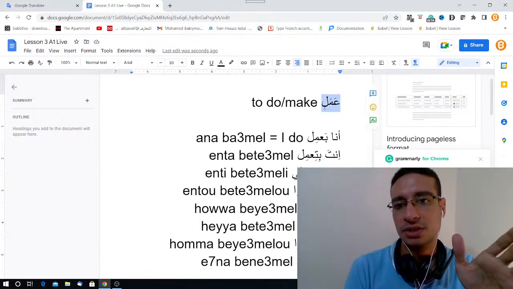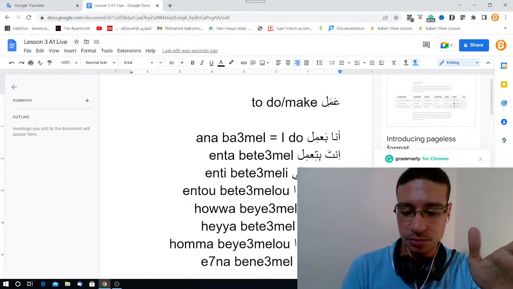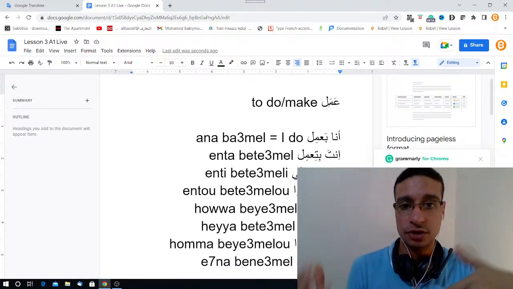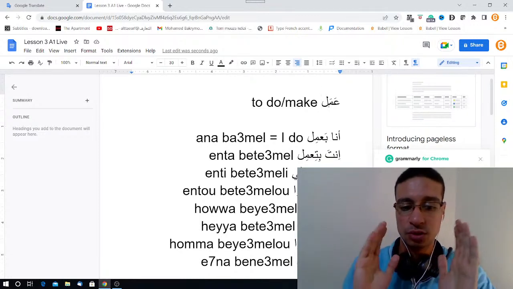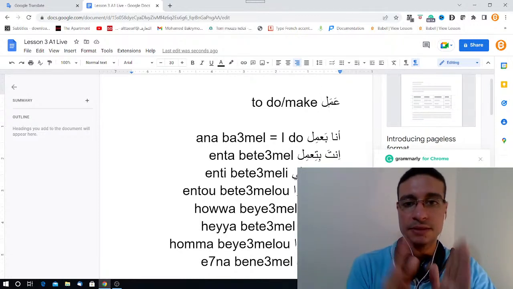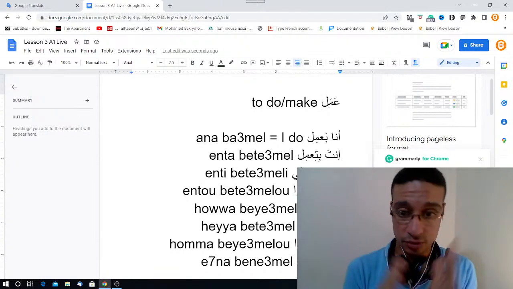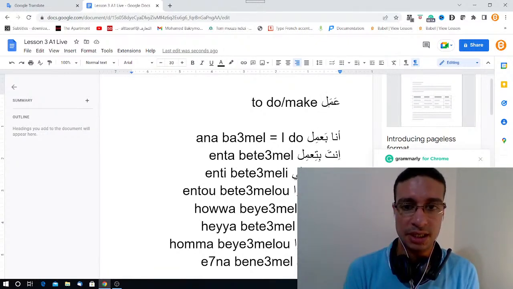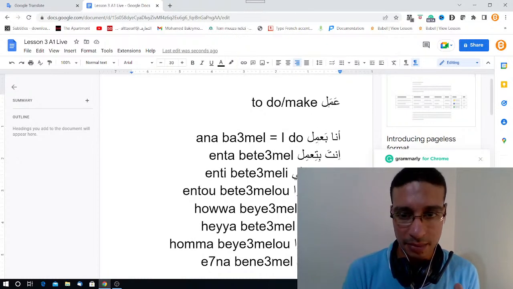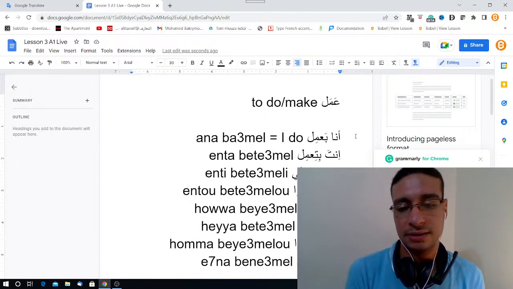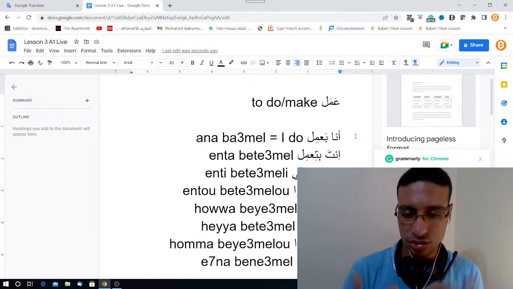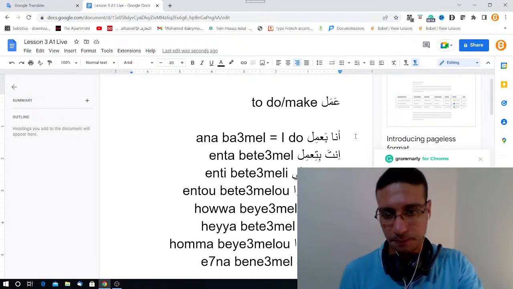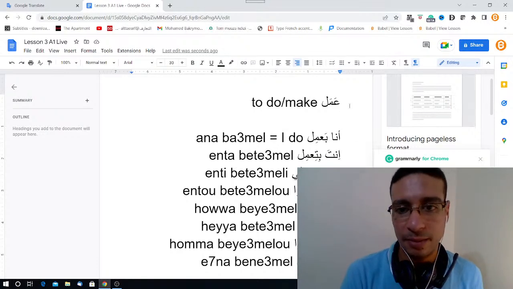So we will focus on three-letter verbs because they are the biggest. This is the biggest group of Arabic verbs. So we will focus on this for now. So a verb that is regular, like amal, and of course we will learn what can make a verb irregular. Okay, so let's start with amal.